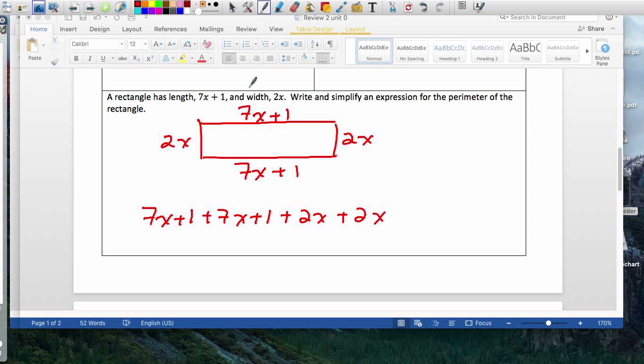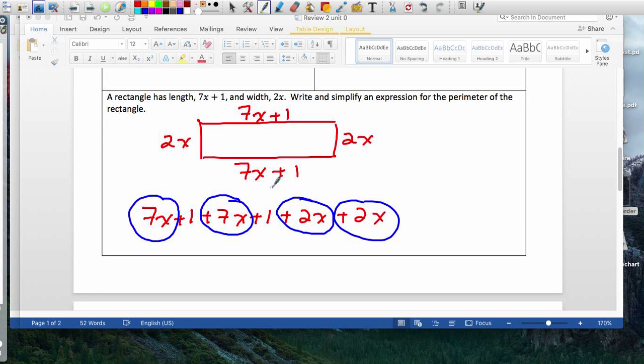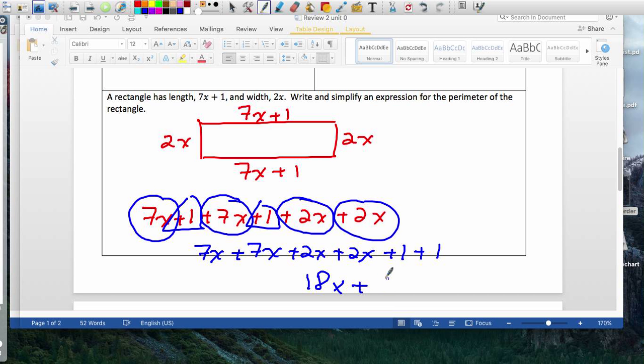It's not that bad. I just make sure I know that the plus 7x, the plus 7x, the plus 2x and the plus 2x are all my like terms. So if I move them next to each other, I get 7x plus 7x plus 2x plus 2x. And these 1 and this 1 are also like terms. I'm going to move them all the way to the back. Plus 1 plus 1. So I can add all the x's, right? 7 and 7 is 14, plus 2 is 16, plus 2. So I have 18 x's in total, plus 2. Okay, so that's side B.